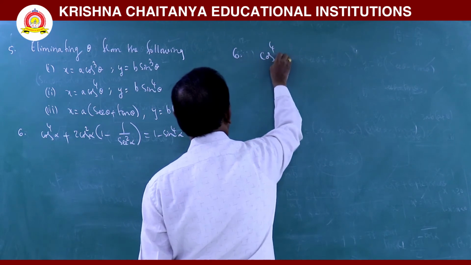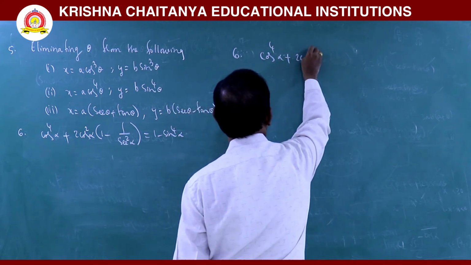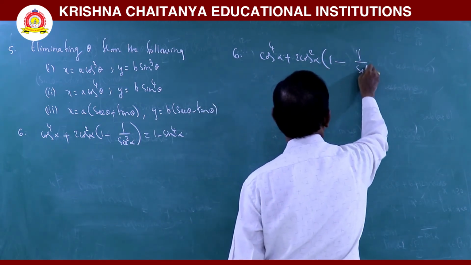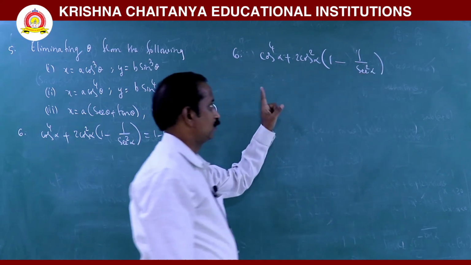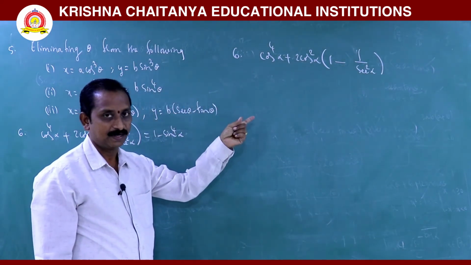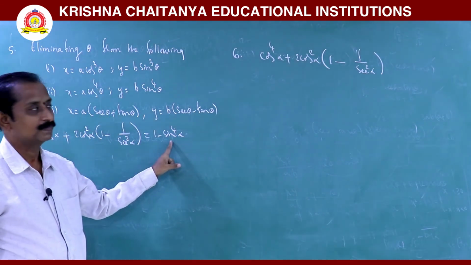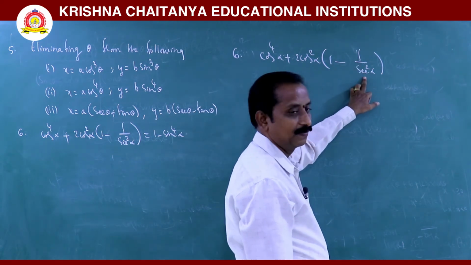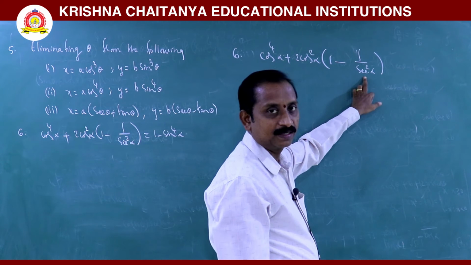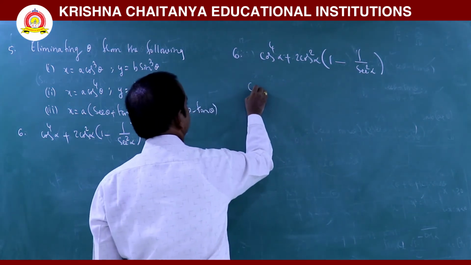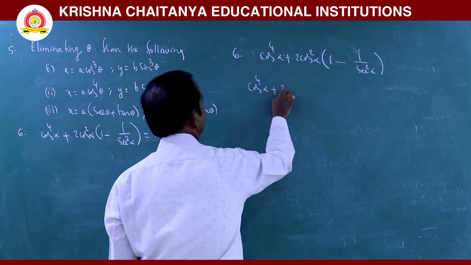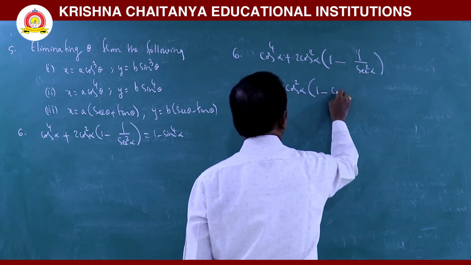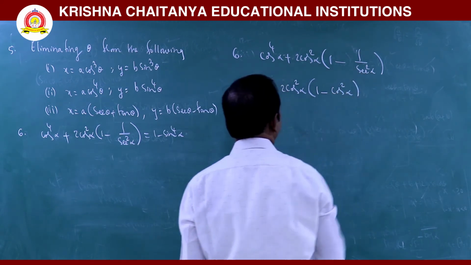Cos power 4 alpha plus 2 times of cos square alpha into 1 minus 1 by secant square alpha. This total LHS value we are converting in terms of sine alpha. Now let us observe 1 by secant square alpha. We know that 1 by secant square alpha is nothing but cos square alpha. So cos power 4 alpha plus 2 times of cos square alpha into 1 minus 1 by secant square alpha is nothing but cos square alpha.